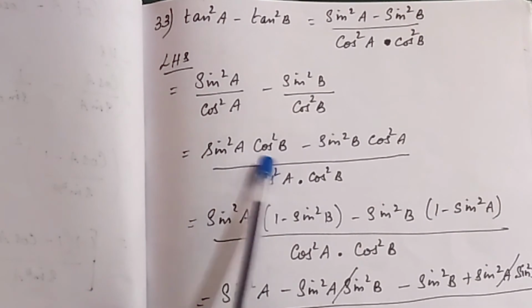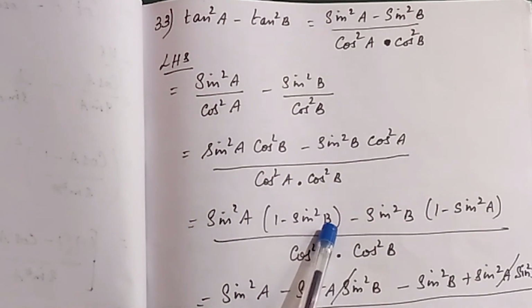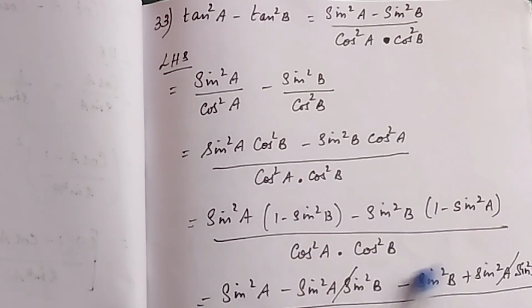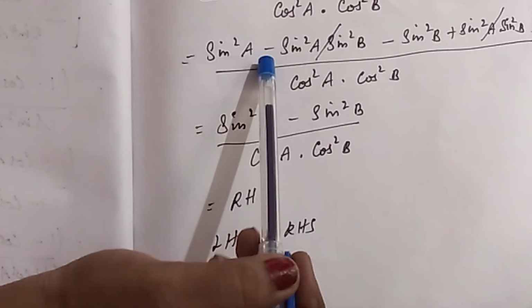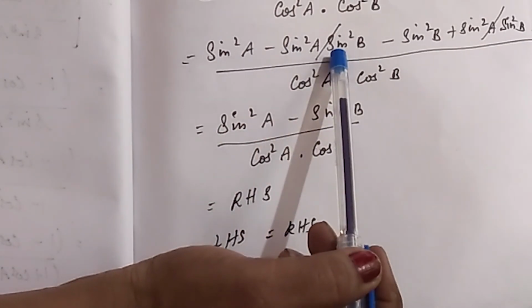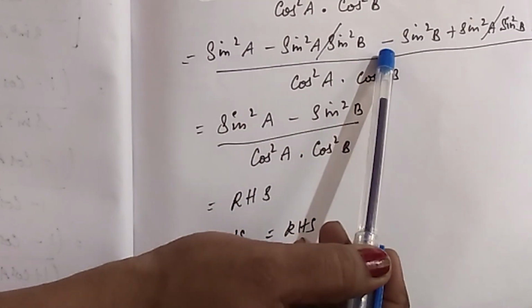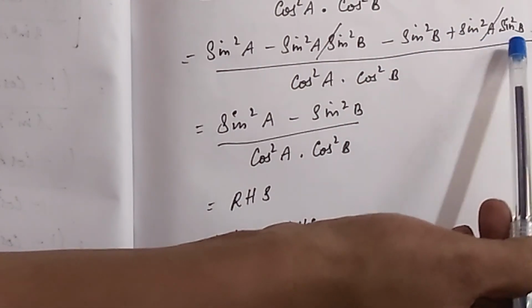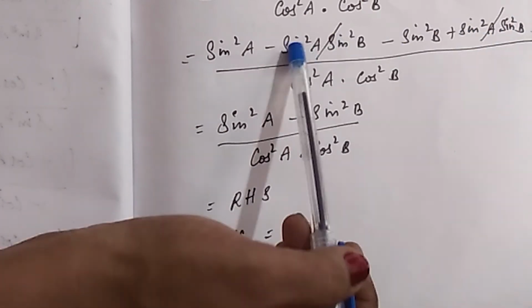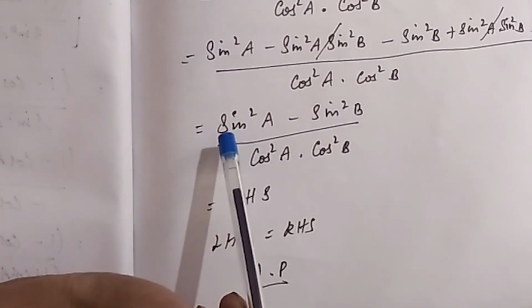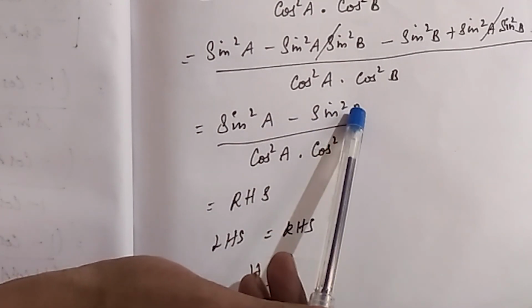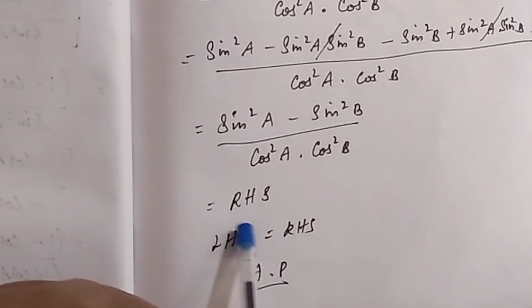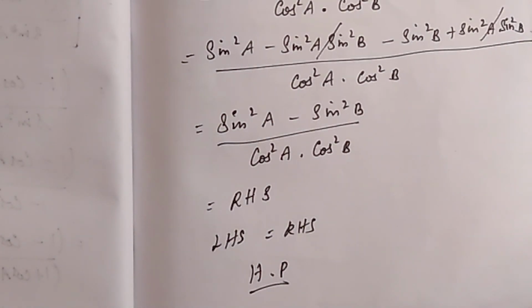Now in the place of cos squared B, you can write 1 minus sin squared B. In the place of cos squared A, you can write 1 minus sin squared A. Now multiply. You will get sin squared A minus sin squared A into sin squared B minus sin squared B plus sin squared A into sin squared B. So plus and minus get cancelled. So what is left? (Sin squared A minus sin squared B) upon (cos squared A into cos squared B). That is the right hand side. Then left hand side is equal to right hand side. Hence proved.